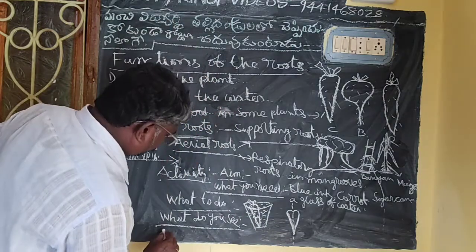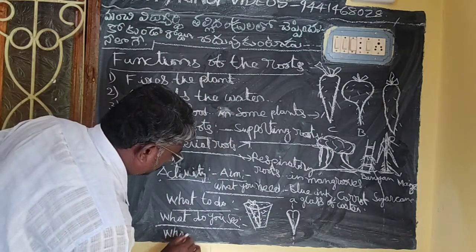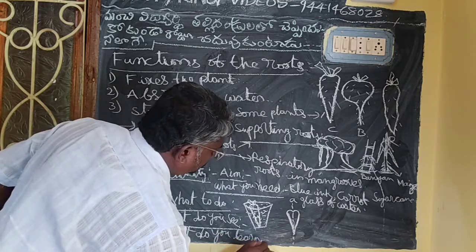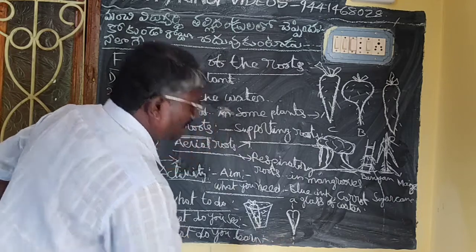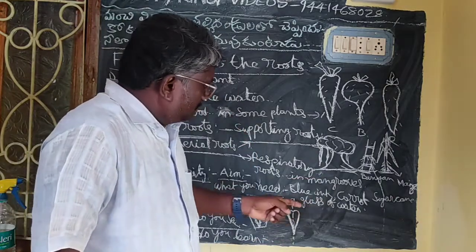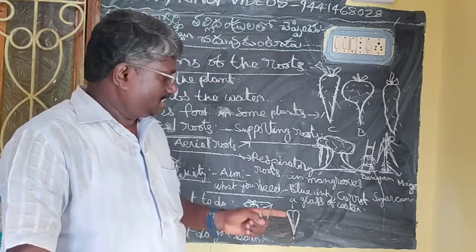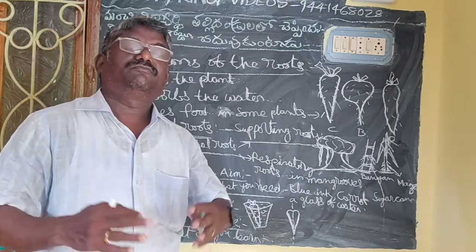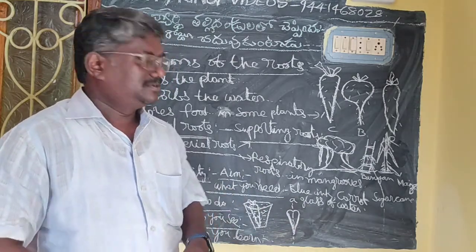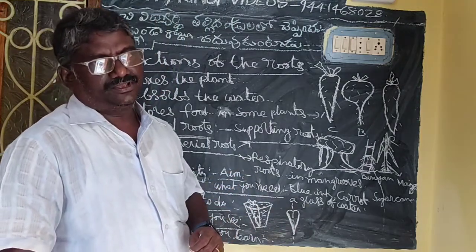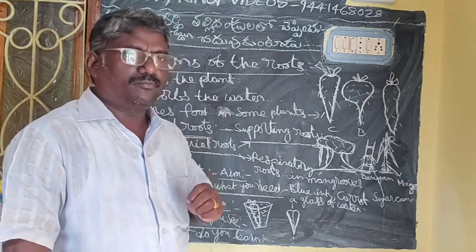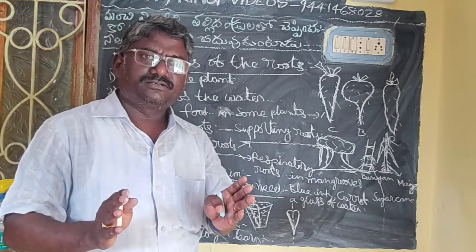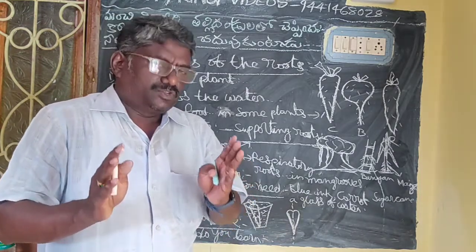So then, what do you learn from this? We learn from this activity the root absorbs the water from the soil. So this is the activity. Do it at your home and observe the absorption of the water of the root from the soil.